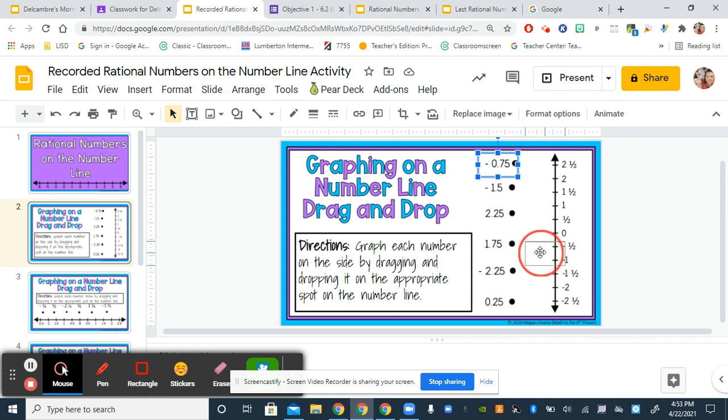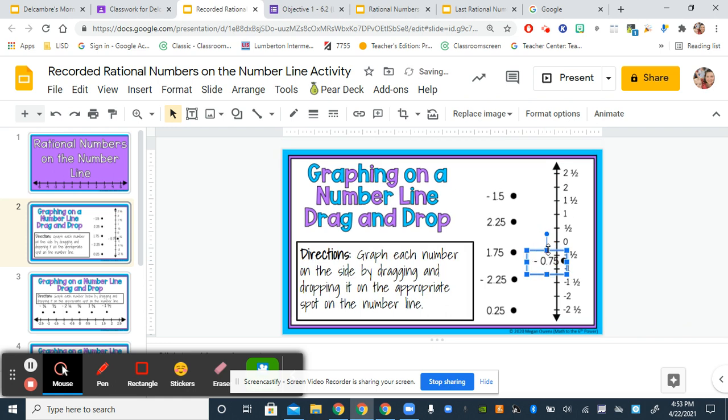So we have -0.75. Well, that's going to fall between that -1 and that -0.5. So it's going to fall right in there. You're going to try to get as close as you can, somewhere in that vicinity. Let me just scooch it out that much. There we go. Okay.